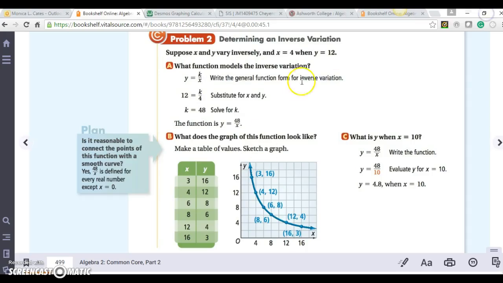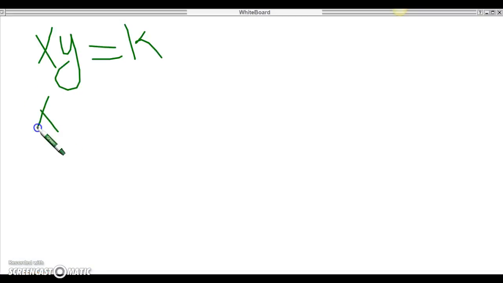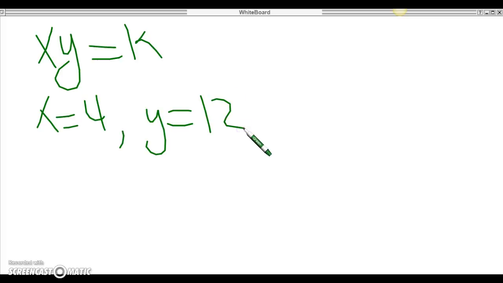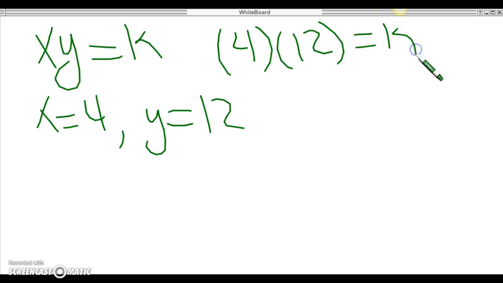So I know the formula is xy equals k, and I'm going to find k first. So I know x is 4 when y is 12. So I'm going to find my k by multiplying those two. So 4 times 12, just plugging it into that formula, and I get k is equal to 48.